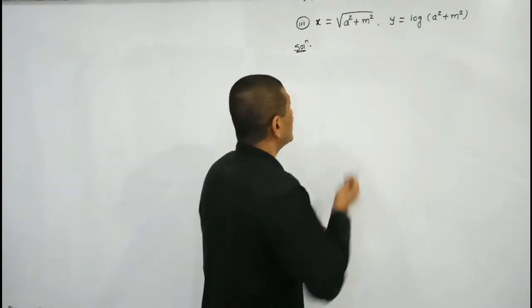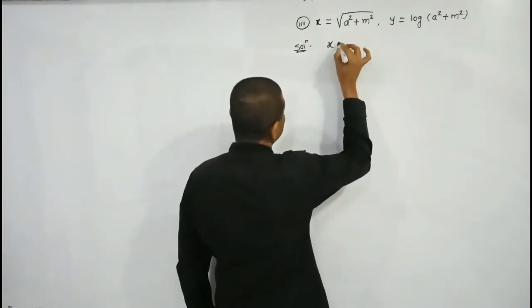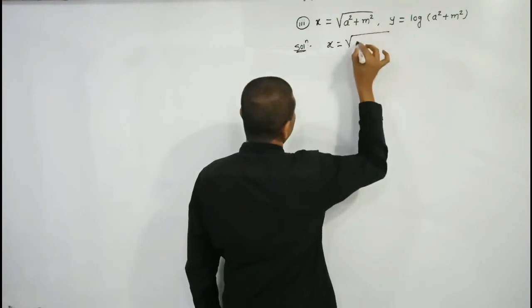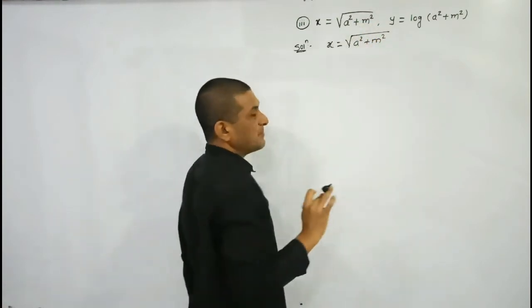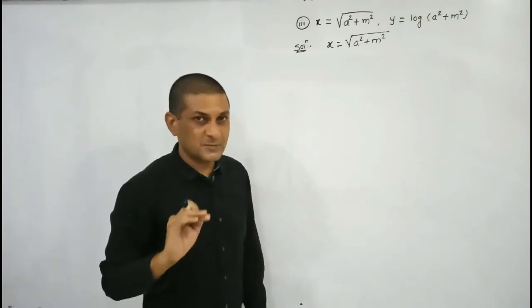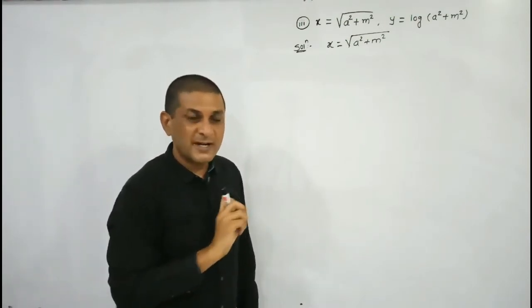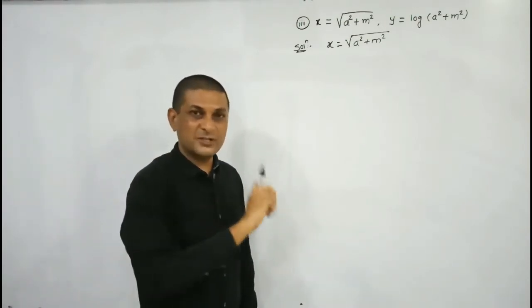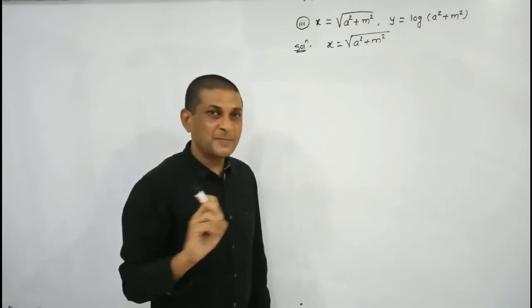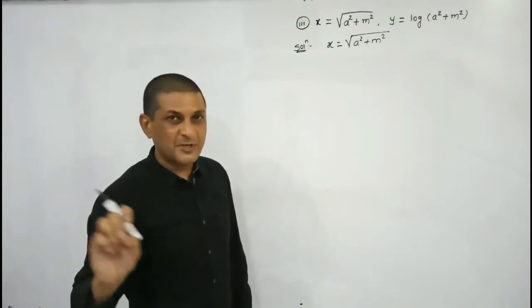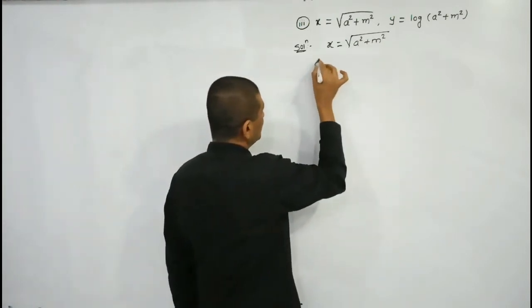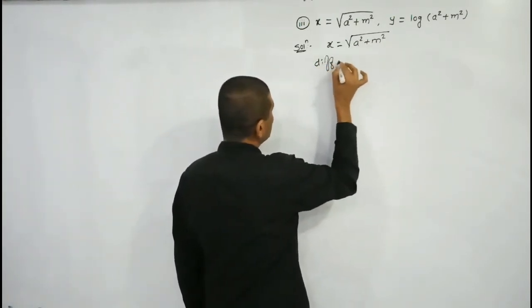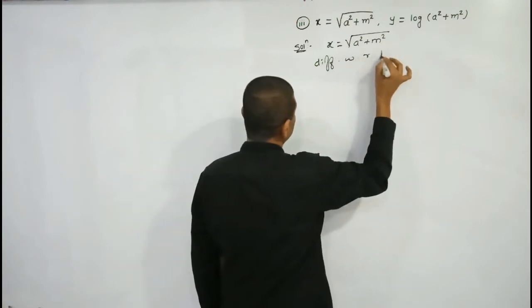Okay, so here first we are considering x is equal to under root a square plus m square. Here m is nothing but the parameter, which means we have to differentiate it with respect to m. In the exam, if an example on parametric functions comes, it will be mentioned that theta is the parameter or m is the parameter, isn't it? So here m is the parameter, so we are differentiating with respect to m.